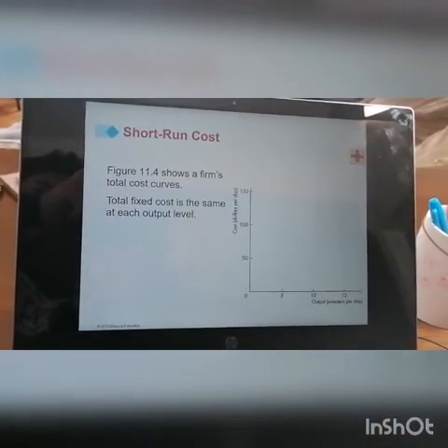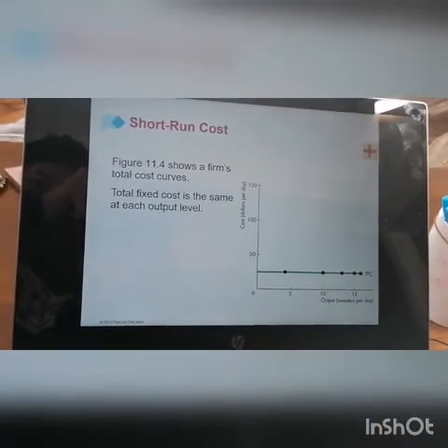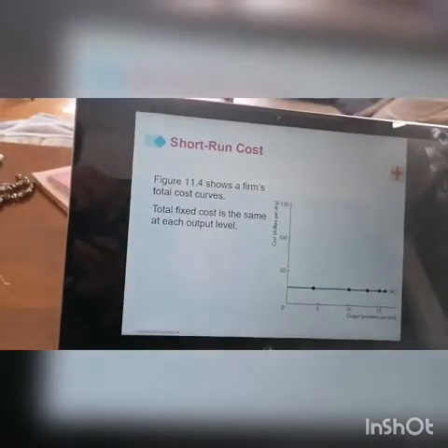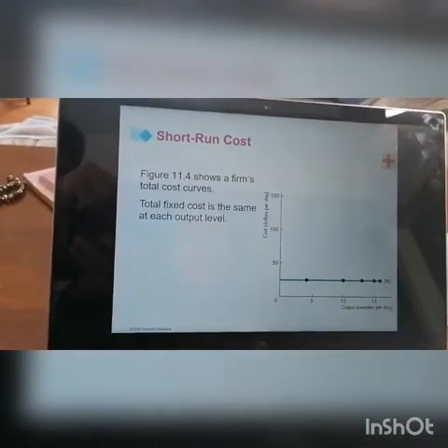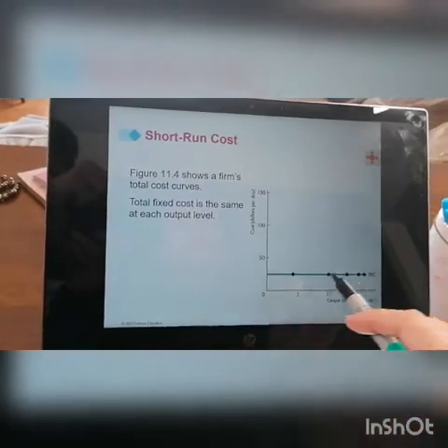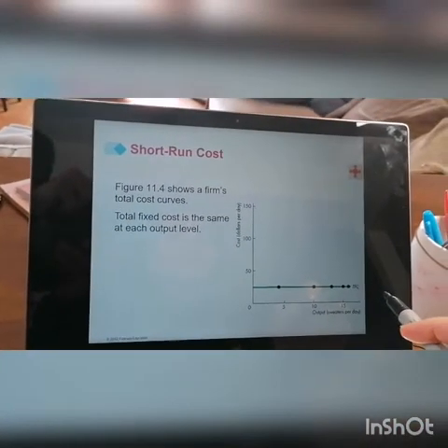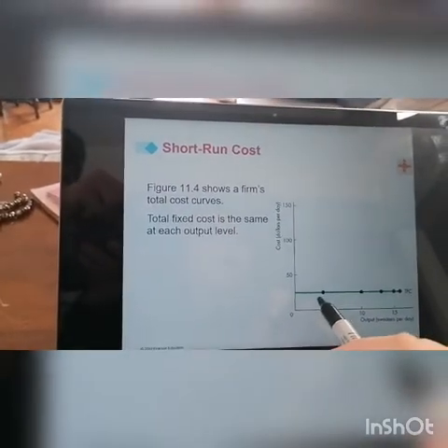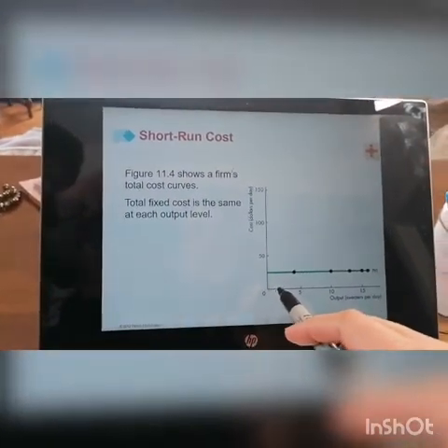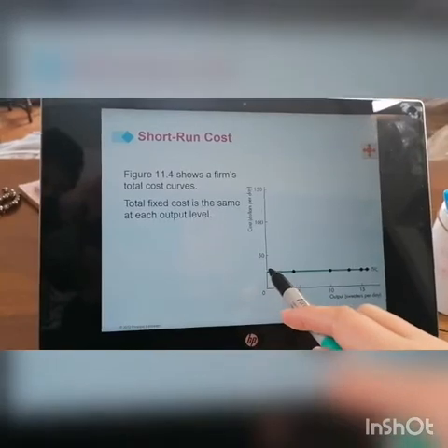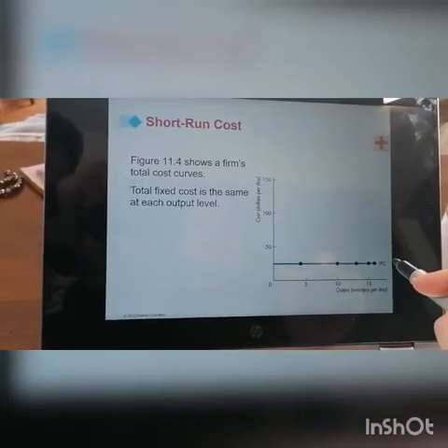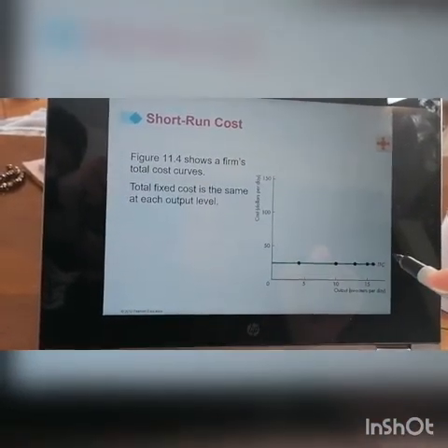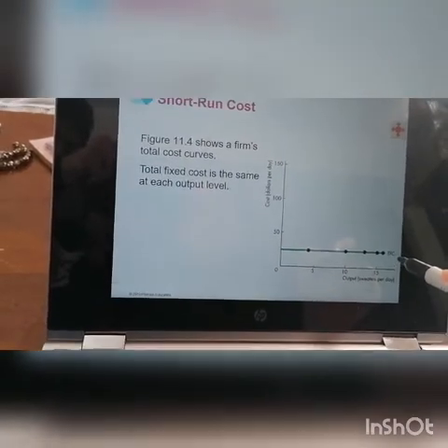How does the total fixed cost curve look? It is a horizontal curve, as you can see. This is the total fixed cost. It's a horizontal curve because whether you are producing 0 sweaters, 5 sweaters, or 10 sweaters, you still have to incur the same amount of fixed cost. It doesn't change with the change in output.